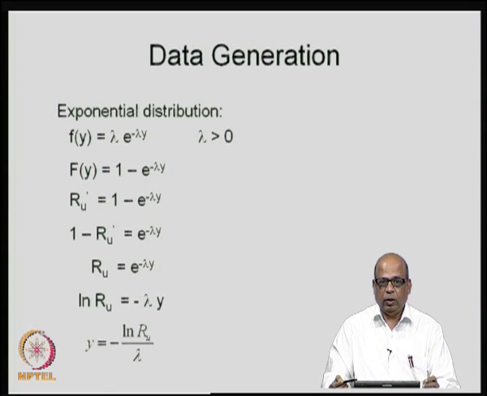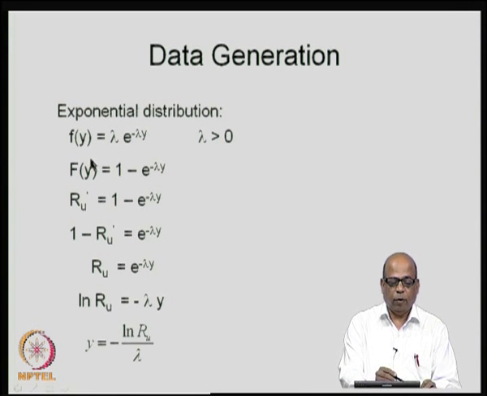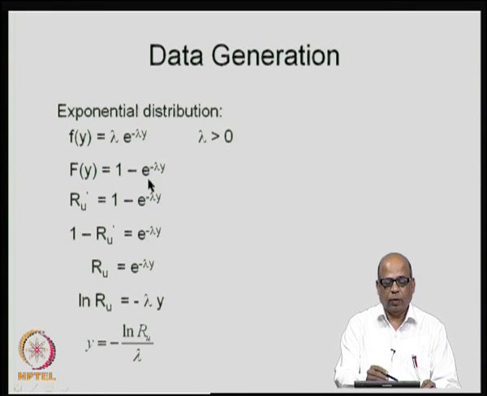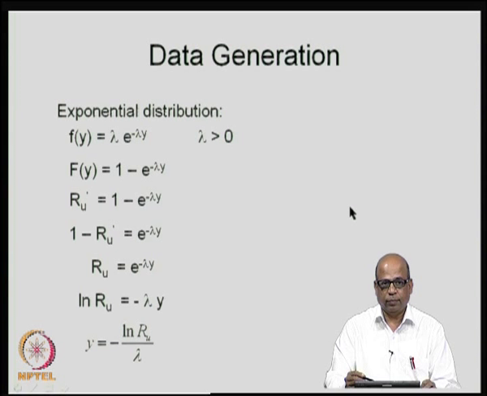Okay, now that we know how to generate uniformly distributed random numbers, let us see how we generate the data belonging to a given distribution. So, f of y will take lambda e to the power minus lambda y. This is the exponential distribution, lambda is greater than 0 and y is also greater than 0 in this case.